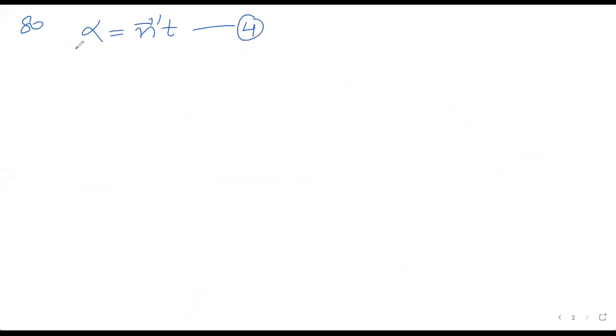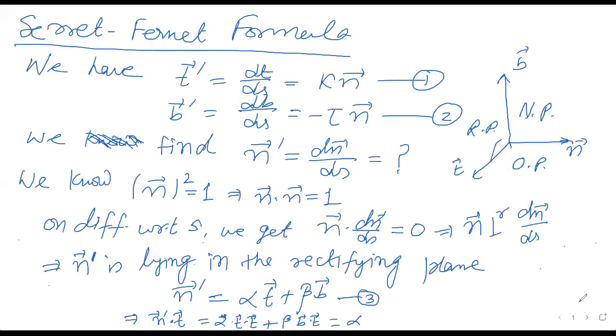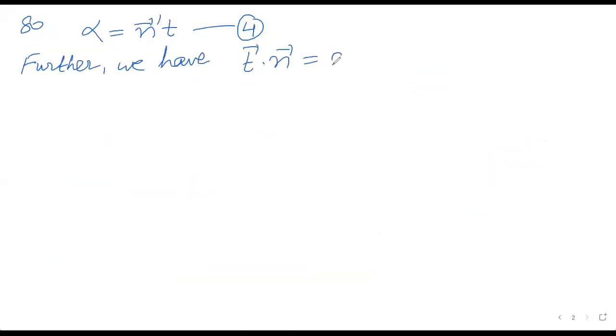Now we know further, how much we have. We know that t dot n is how much? Dot product of t and n. Zero or 1? They are perpendicular to each other. 0 sir. 0 है ना? You know t dot n is 0 because they are perpendicular to each other.